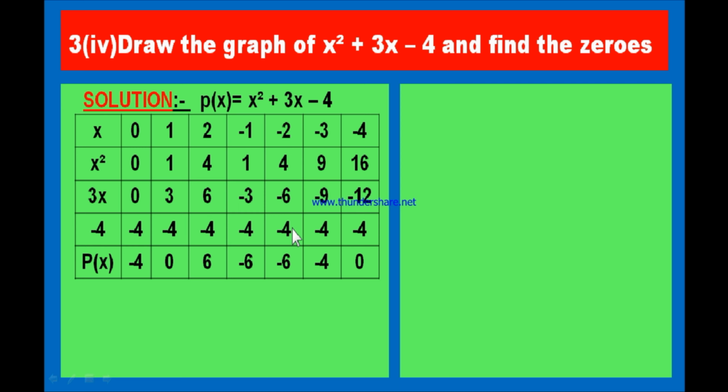And the constant number is minus 4. You can cancel plus 4 and minus 4, and the simplified value is minus 6. Therefore, another point on the graph is minus 2, minus 6.